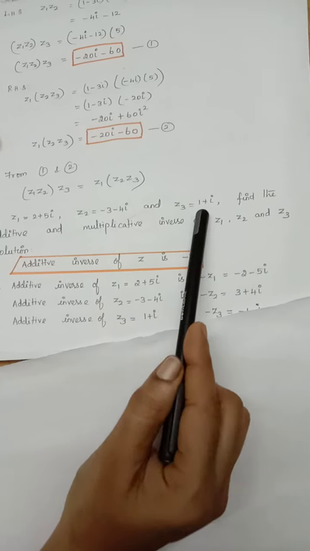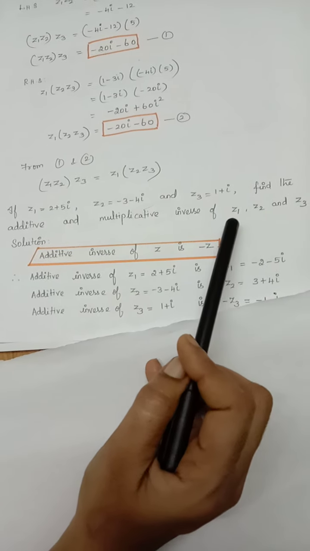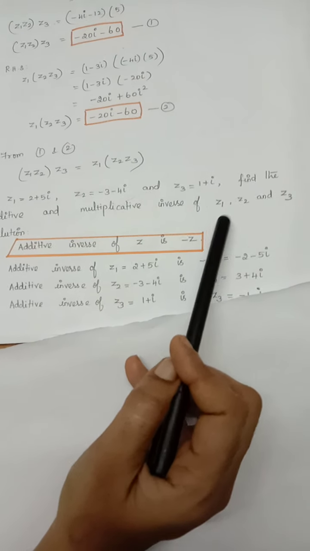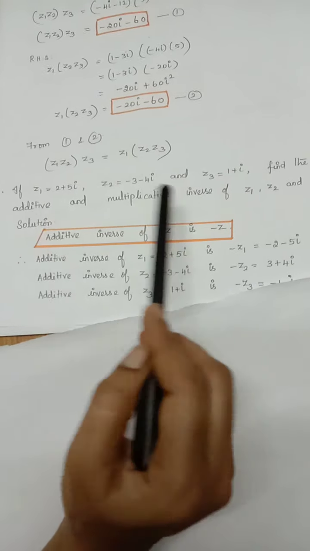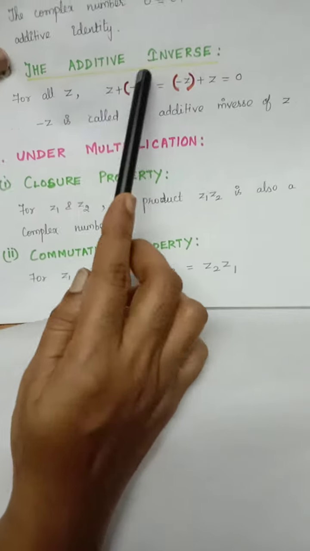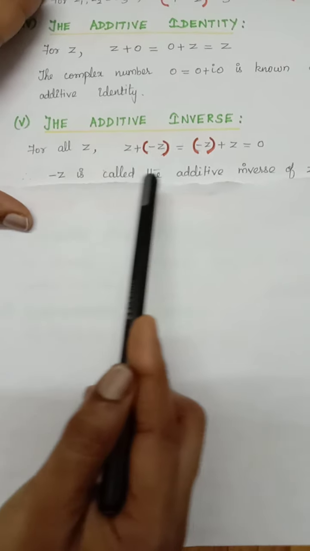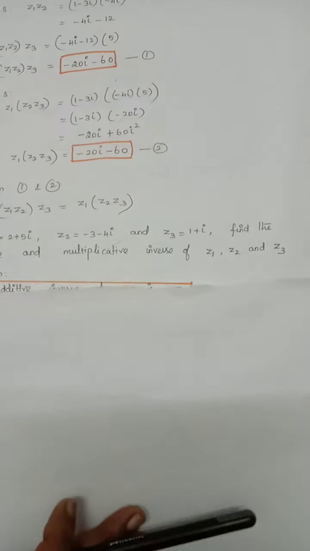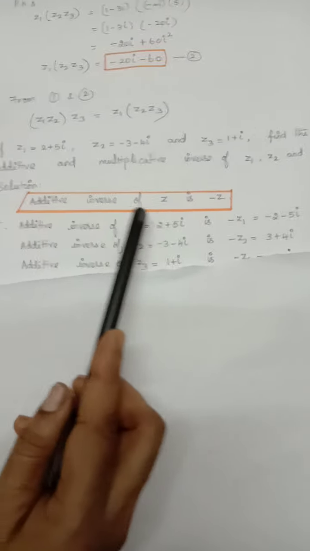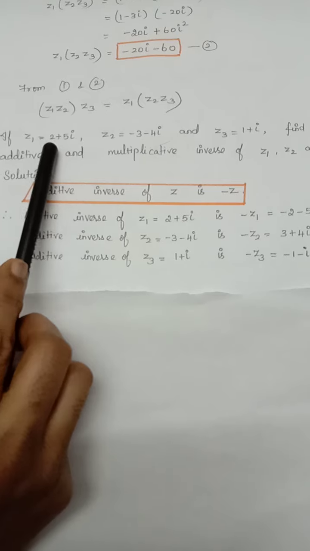z1, z2 and z3 are given. You have to find the additive and multiplicative inverse of z1, z2 and z3. You see that? Additive inverse. Which is the additive inverse? So minus z is called the additive inverse of z. Okay. So see that. What is the additive inverse of z? It is minus z.